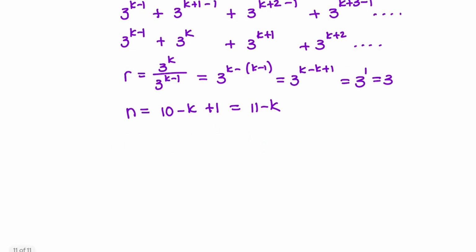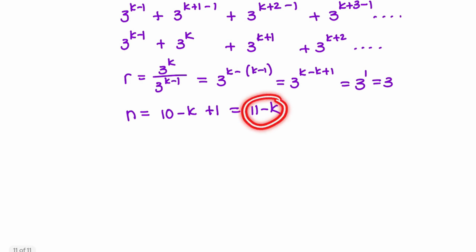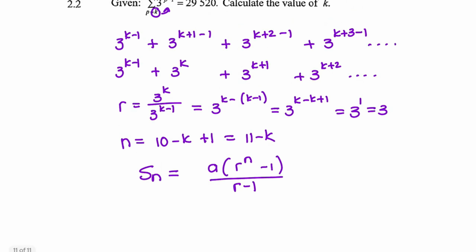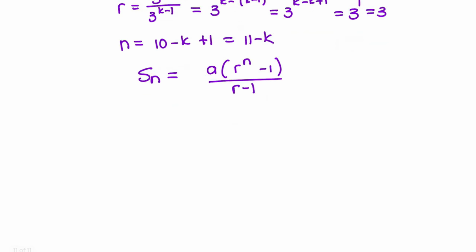So I have an r value, I have a first term, which would be a, and I have an n value. That allows me to find Sn. Because this is a geometric series, I look at my formula sheet, and Sn is a times r to the power of n minus 1 over r minus 1. You can find this on your formula sheet. Now we have Sn as 29,520. So let us substitute that.